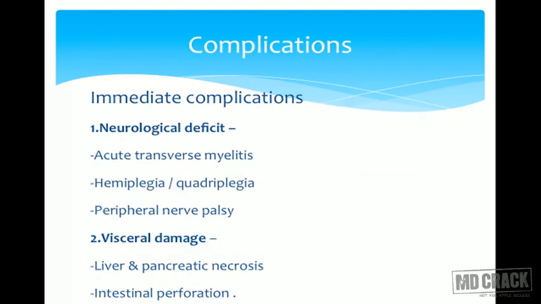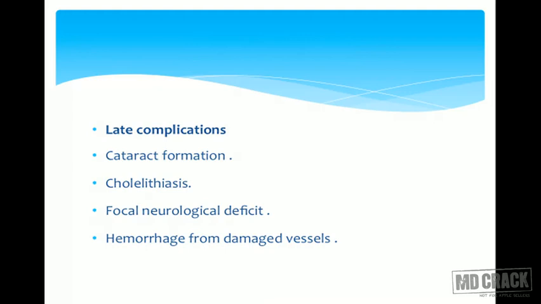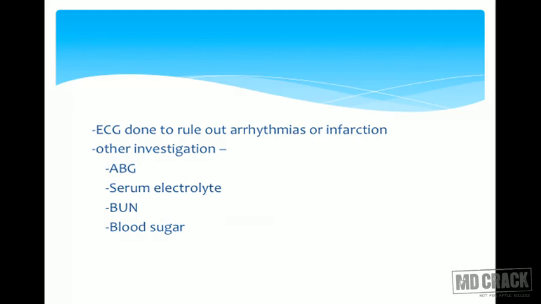The immediate complications are neurological deficit in the form of acute transverse myelitis, hemiplegia, quadriplegia or peripheral nerve palsy. Visceral damage in the form of liver and pancreatic necrosis, intestinal perforation can be there after electrical injury. Late complications in the form of cataract formation, cholelithiasis, focal neurological deficit or hemorrhage from damaged blood vessels can be there. Electrocardiogram should be done to rule out arrhythmias or infarction. Other investigations include arterial blood gas, serum electrolytes, blood urea nitrogen and blood sugar.